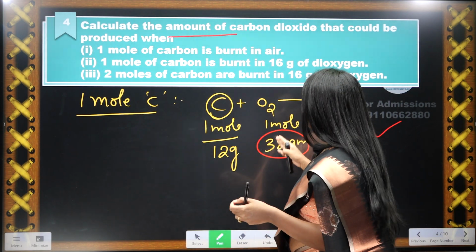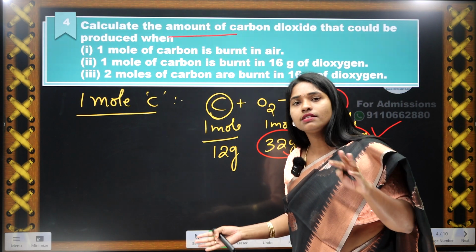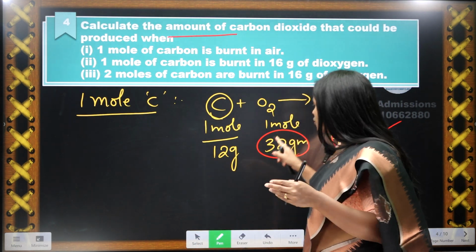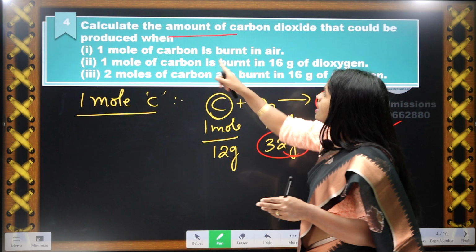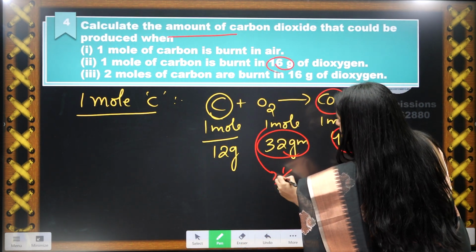One apple costs 32 rupees. You have 16 rupees, which means you will be getting half an apple, like that. So 1 mole is 32 grams. 16 grams they have given, which means half a mole.